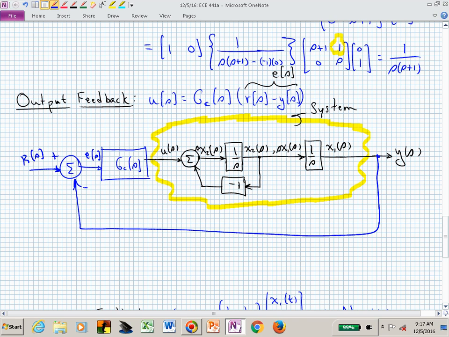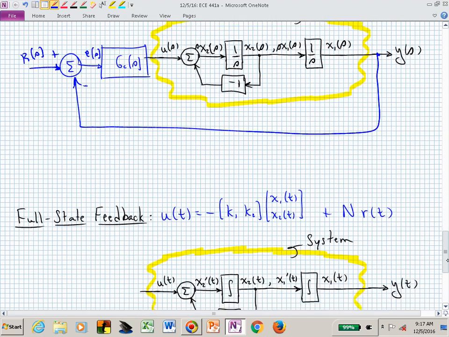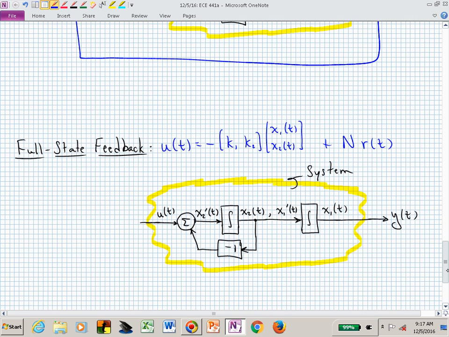And we've had many different controllers. We've had phase lead controllers, phase lag controllers, PI controllers, PID controllers. Those all fit in this G sub C of s block. And what are they? That's just a scalar transfer function if our error signal is one-dimensional and our input is one-dimensional. And we're just filtering that error to drive our control into the system.